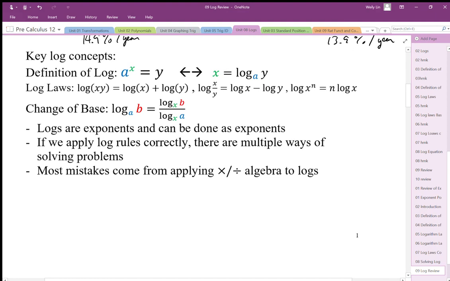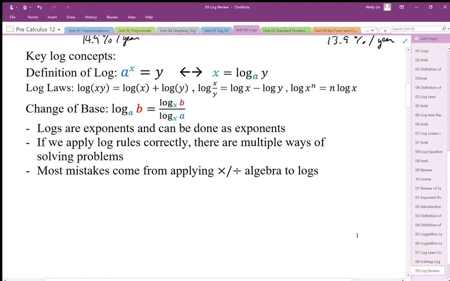Okay, so logs are exponents, exponents are logs, so we can do log problems as an exponent problem or exponent problems as a log problem. It doesn't really matter. Whatever is more convenient or easier. If you can apply log rules correctly, there's multiple ways to do any log or exponent problem. There's many different options that you can choose, as long as you don't make up some new rule that doesn't exist. And most of the mistakes come from misapplying adding, subtracting, multiplying and dividing rules, algebra rules, to log rules. They're not the same.